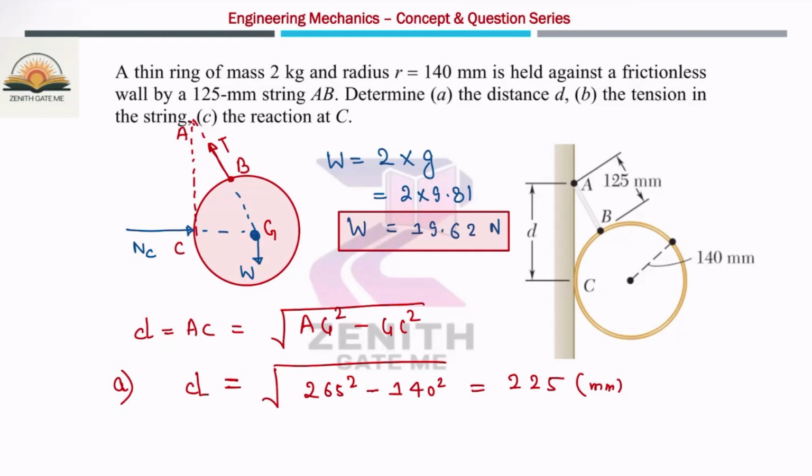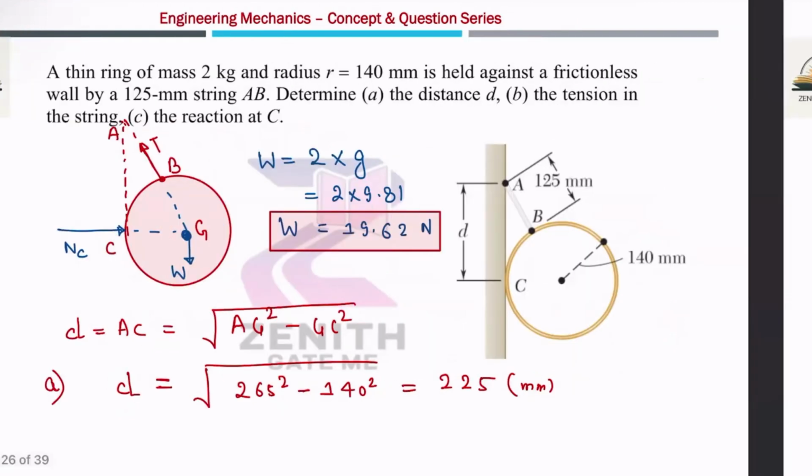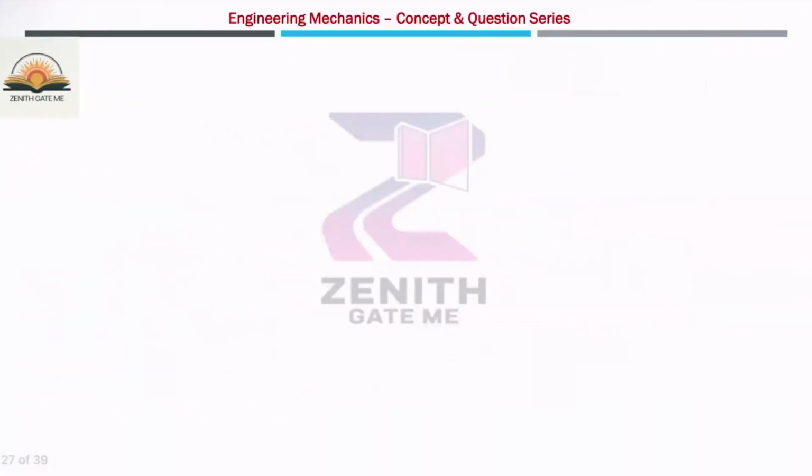Now you have to calculate the tension in the string and the reaction at C. Since only three forces are acting, you can use Lami's theorem to calculate the normal reaction as well as the tension. So I am going to use Lami's theorem. I will draw the forces acting at G. One is W, which is 19.62 Newton, and here will be one normal reaction NC, and this is the tension T. The tension T and the NC value you have to calculate, but one force is known to you, which is the weight of this ring.